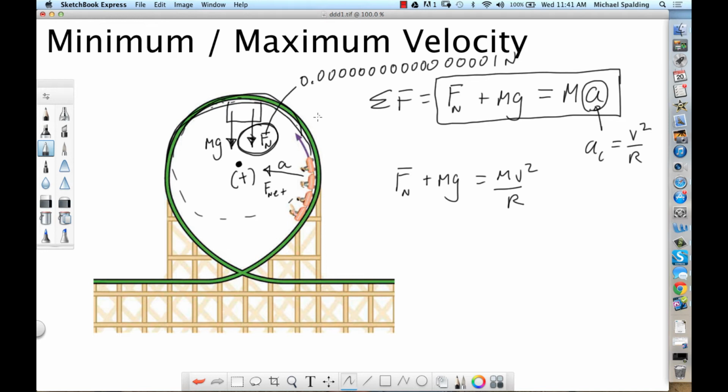So is it still touching the track? Barely, dude. Barely. So for all practical purposes, what can we do to the normal force? Just set it to 0. Just set the normal force to 0. What you're left with is this.